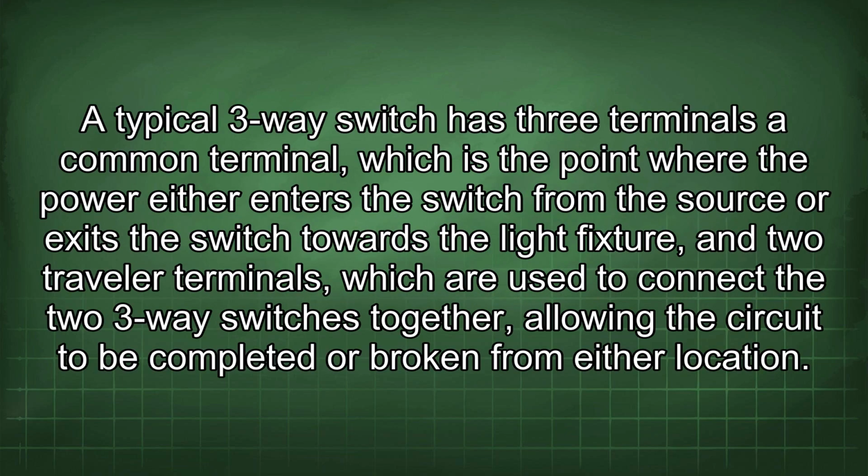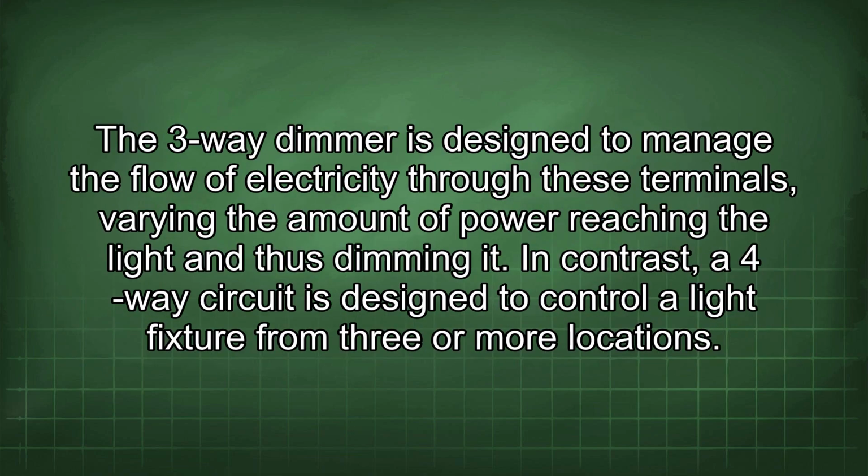A typical three-way switch has three terminals: a common terminal, which is the point where the power either enters the switch from the source or exits the switch towards the light fixture, and two traveler terminals, which are used to connect the two three-way switches together, allowing the circuit to be completed or broken from either location. The three-way dimmer is designed to manage the flow of electricity through these terminals, varying the amount of power reaching the light and thus dimming it.